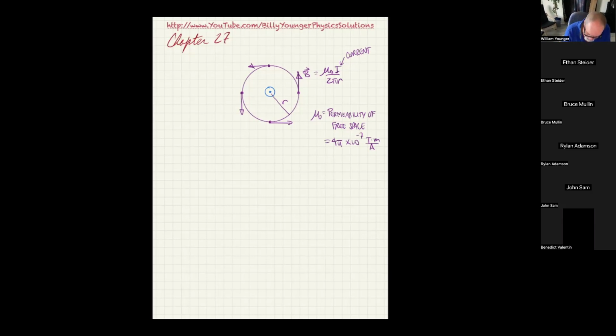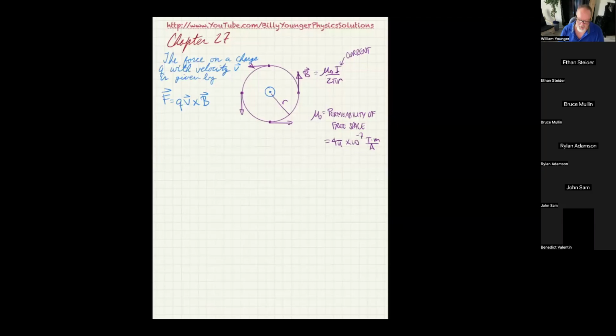So the force on a charge Q with velocity v is given by F equals Q times V cross B. So that's the actual formula for the force caused by a magnetic field. Notice if V is equal to zero, you get no force. And that cross product is really the cross product, the one you do with the determinant of a matrix and so on and so forth.